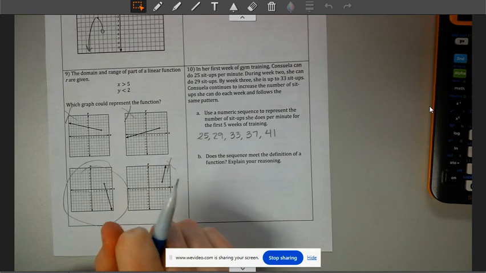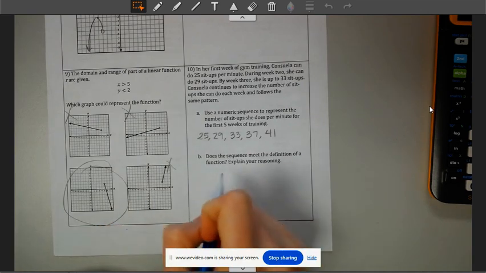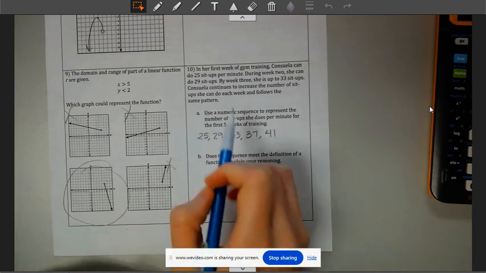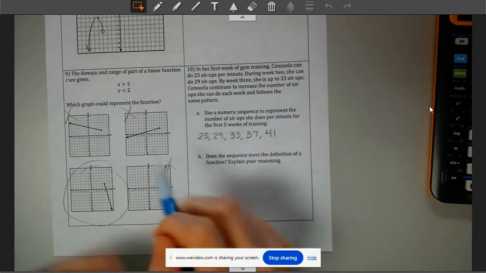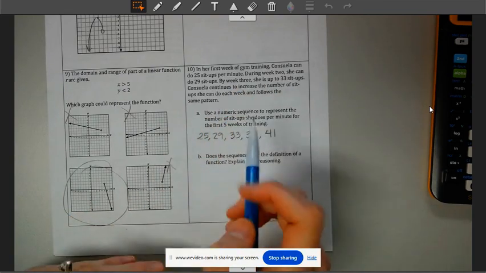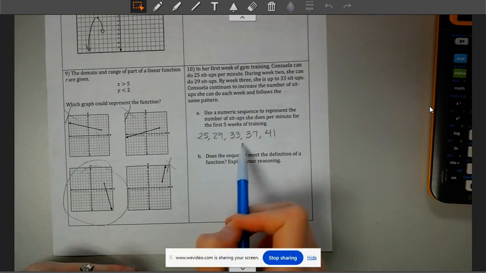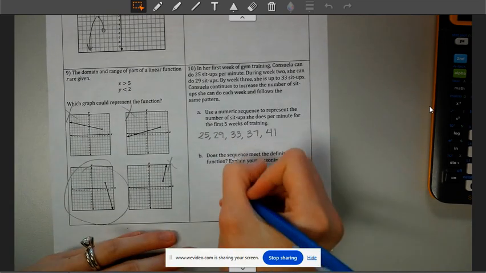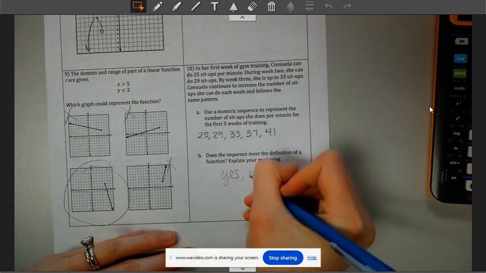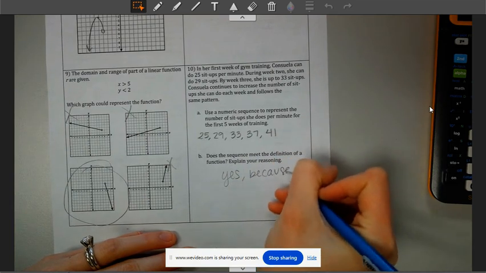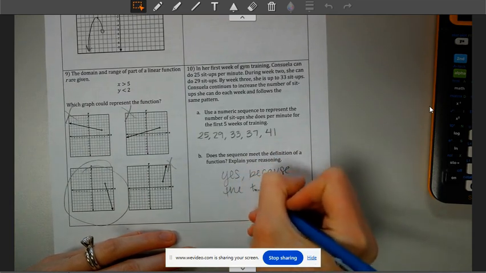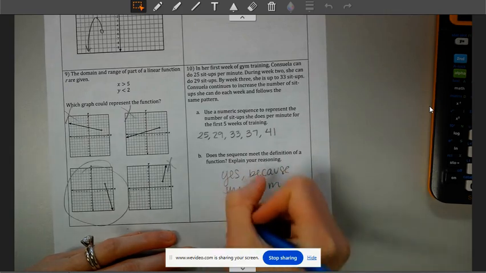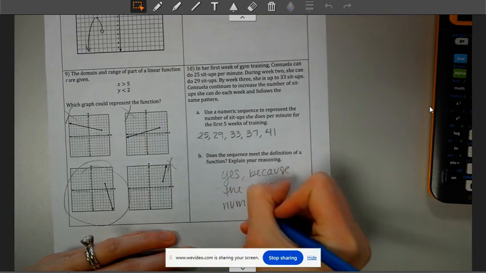Now, does the sequence meet the definition of a function? Explain your reasoning. Well, if I'm just adding 4 every time, I'm never going to repeat our x values because the x values are those term numbers. So yes, it is a function because the term numbers will not repeat. In fact, none of it will repeat because I'm not going to go back down.